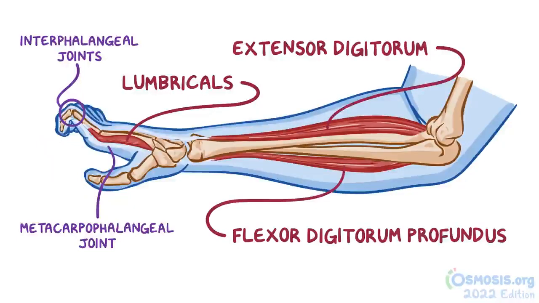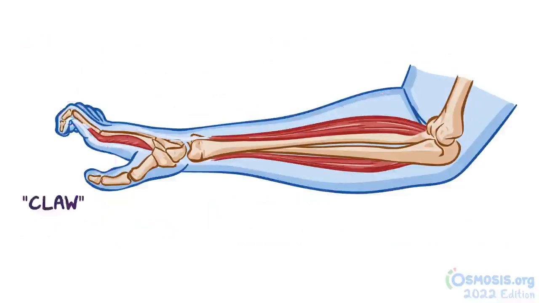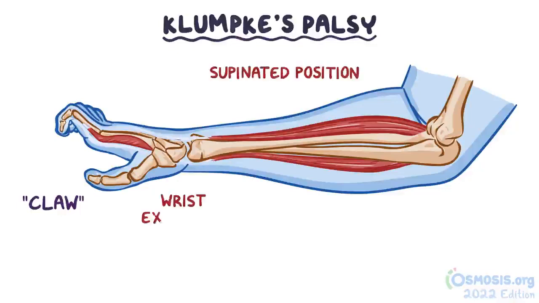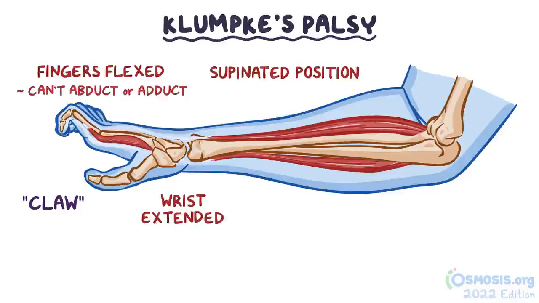When the ulnar and median nerves get damaged, muscles in the forearm override the action of the lumbricals, causing the hand to look like a claw. So, with Klumpke's palsy, we end up with a person whose forearm is stuck in the supinated position with the wrist extended. The fingers are flexed at the interphalangeal joints and can't abduct or adduct.